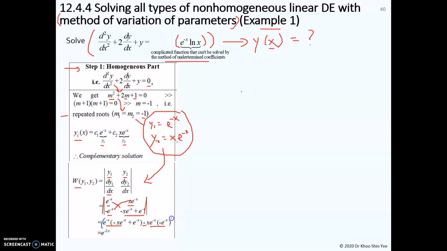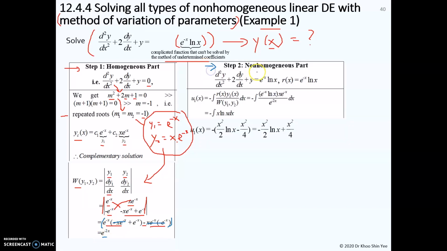After you do the calculation, you see this term can be cancelled with this term. Therefore, you only have exponential negative 2x. In the second step, we will focus on solving the non-homogeneous part in order to obtain the particular solution.